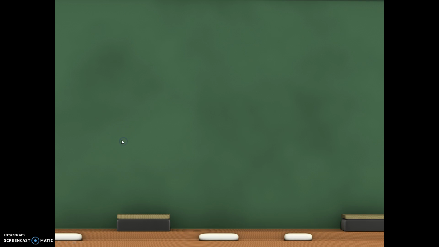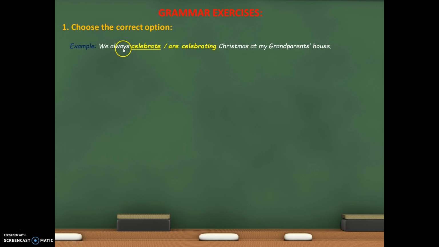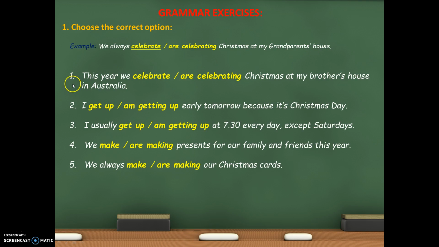Now it's time for some practice. You're going to do 3 exercises, so stop the video and take notes of the answers in your notebook. In exercise 1, you have to choose the correct option, as in the example. We always celebrate, or we always are celebrating Christmas at my grandparents' house. The right option is we always celebrate Christmas at my grandparents' house. So do the same for number 1, number 2, number 3, number 4, and number 5.